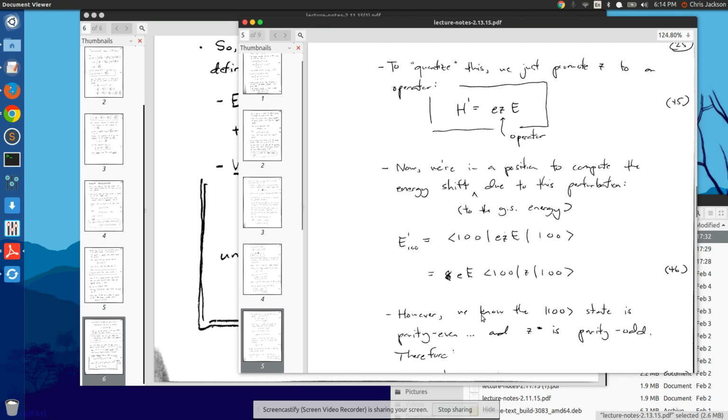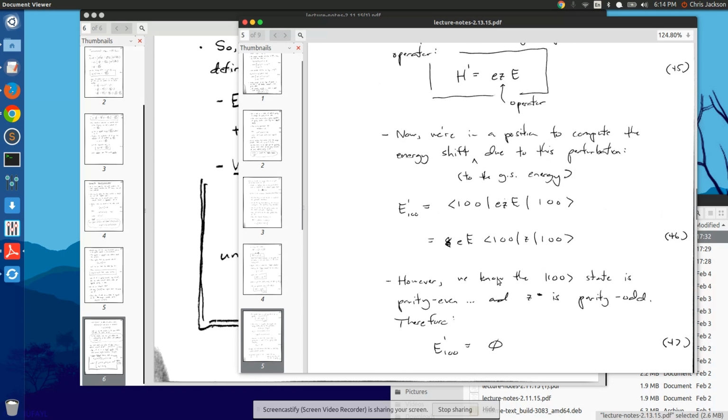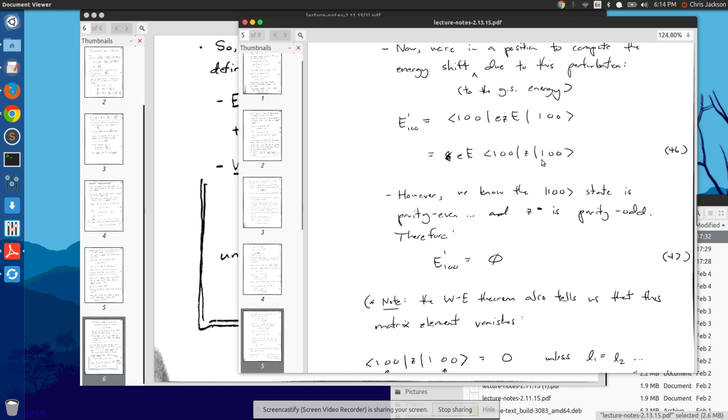However, now using our selection rules, we can already set this to 0, because we know that these states are parity even. Remember, this middle number is the l, and so the parity of this state is minus 1 to the l, or minus 1 to the 0. So this is even parity, this is even parity, and we established a few minutes ago that z is odd parity. So by our parity selection rules, this is going to be 0.